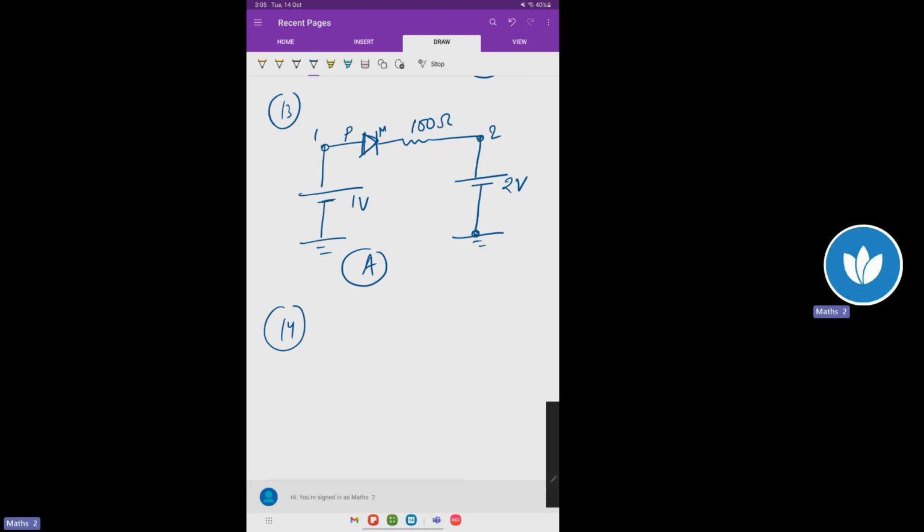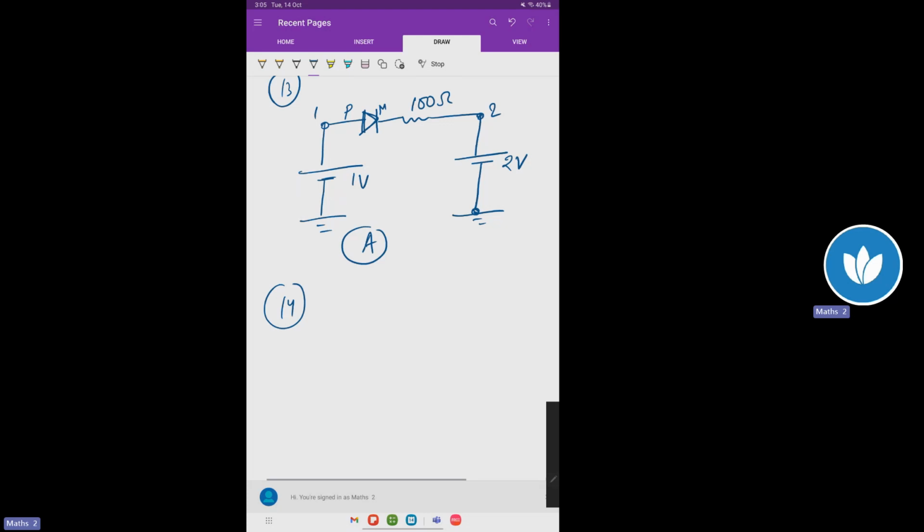Question number 14. Assertion: the density of the copper nucleus is greater than that of the carbon. No, the density of nucleus is a constant quantity. So the assertion is wrong. Reason: the nucleus of mass number A has a radius proportional to A raised to 1 by 3. Correct. So the assertion is wrong, the reason is correct. Option C.